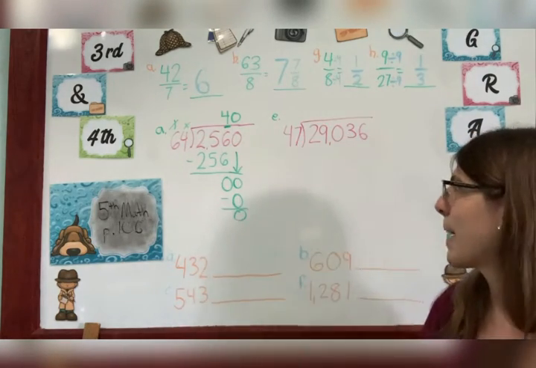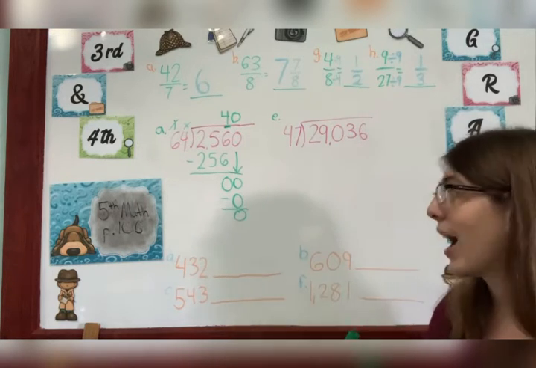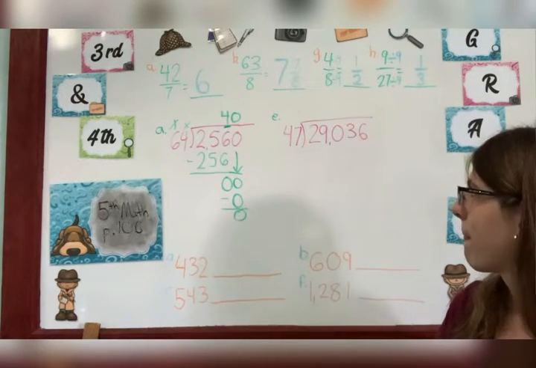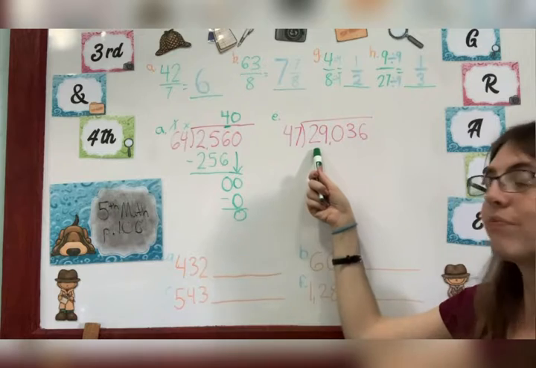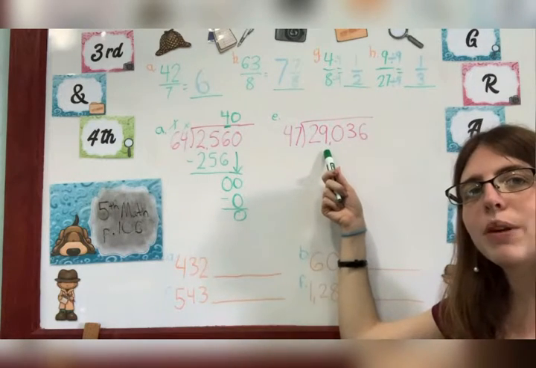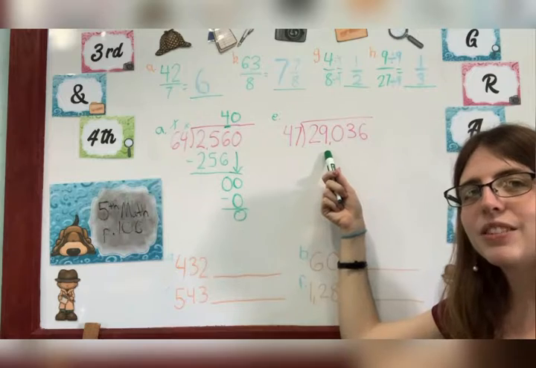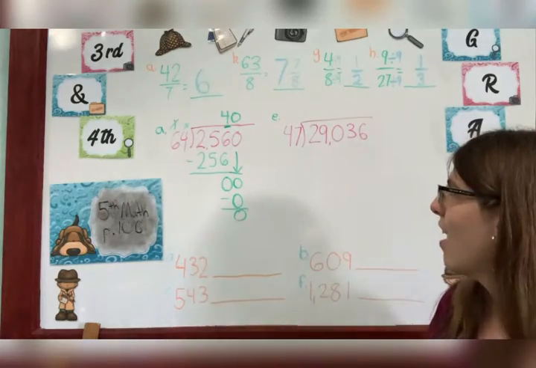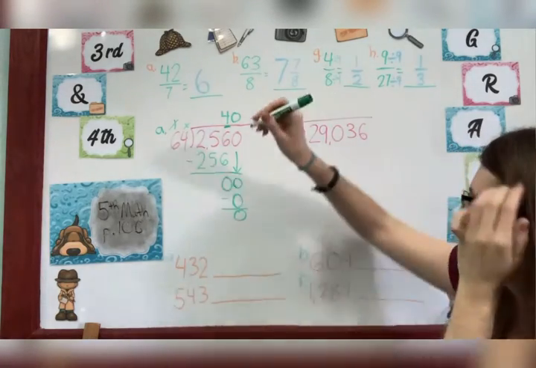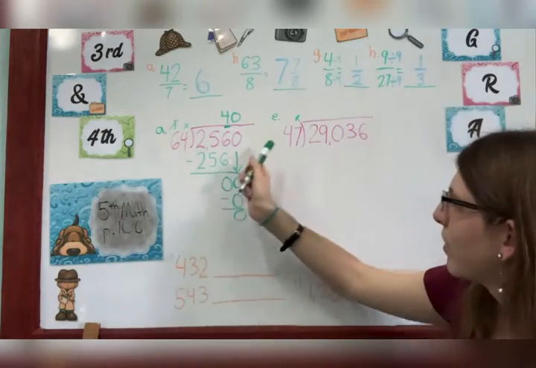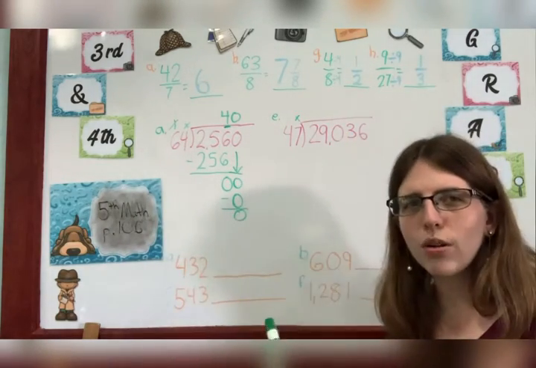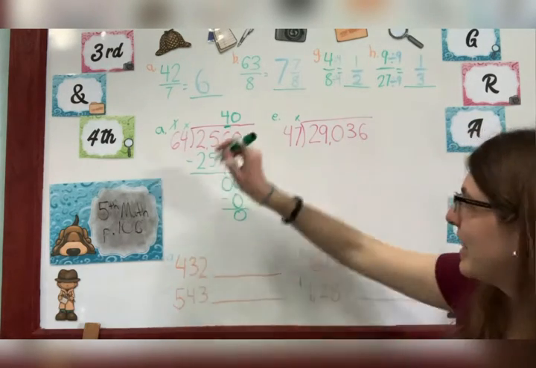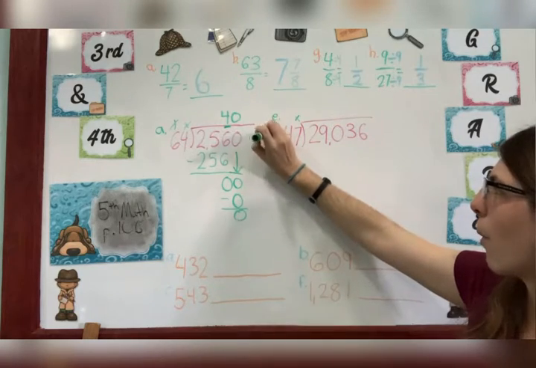This is letter E on your paper for exercise 5. 29,036 divided by 47. Can I divide 47 into 2? No, it's too small. Into 29? No, it's still too small. 290? Bingo, yes you can. Okay, so I'm going to look at the 4 to tell us what to do. Now, 47, is that closer to 40 or closer to 50? It's closer to 50, so I'm going to estimate with a 5 instead of the 4.